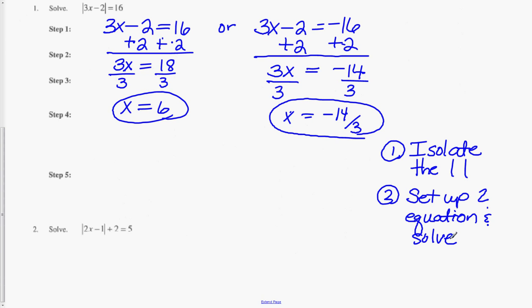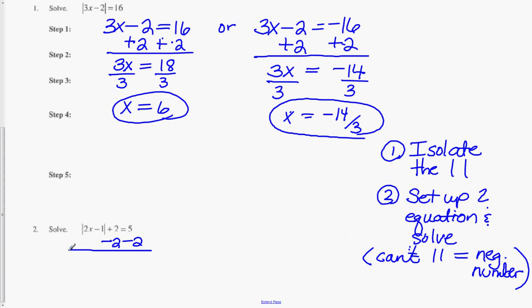Now let's keep in mind a couple of things. When I isolate the absolute value, you can't have the absolute value equal to a negative number. So if something happens and I go to isolate my absolute value and I end up with a negative number equal to an absolute value, then I'm going to have to just say no solution, because you can't ever have an absolute value equal to a negative number, because remember, absolute value is a distance. So on this one, I don't have it isolated, so I need to move the 2 over first. So I'm going to subtract 2 from both sides.